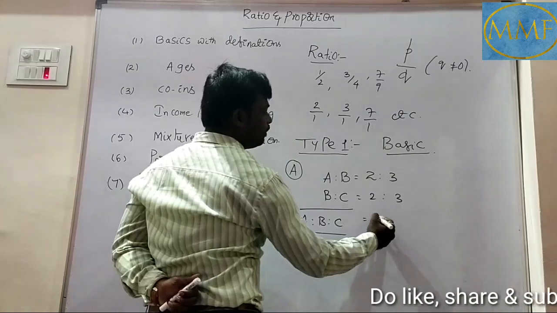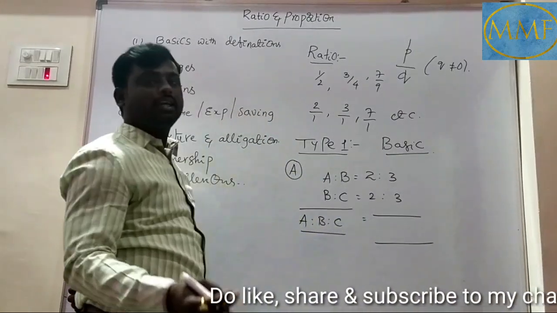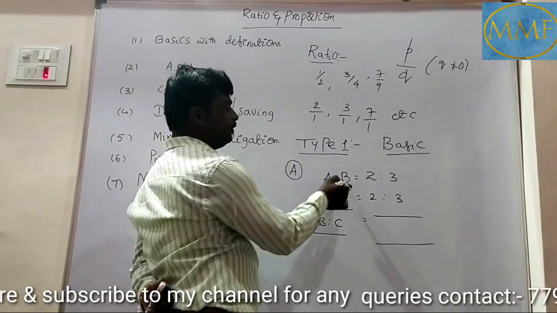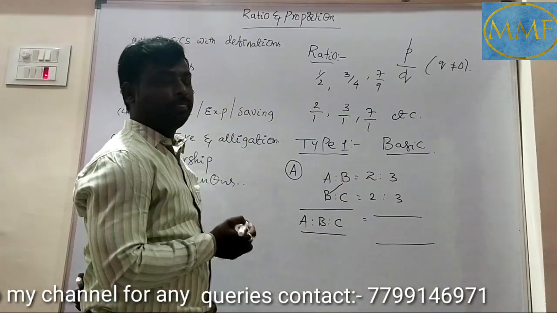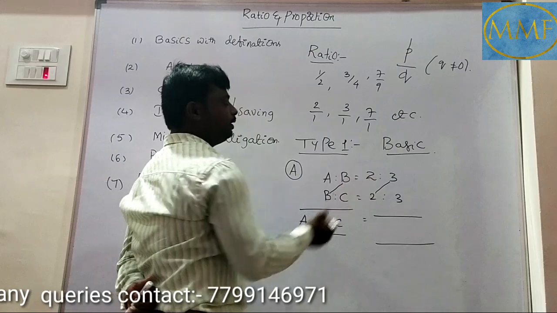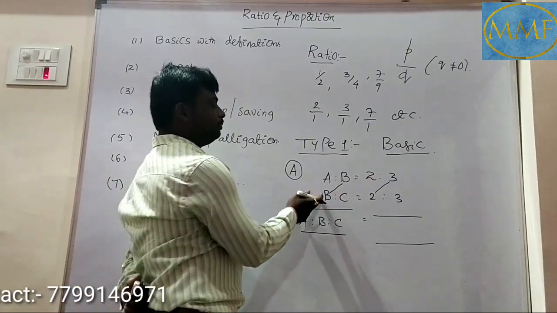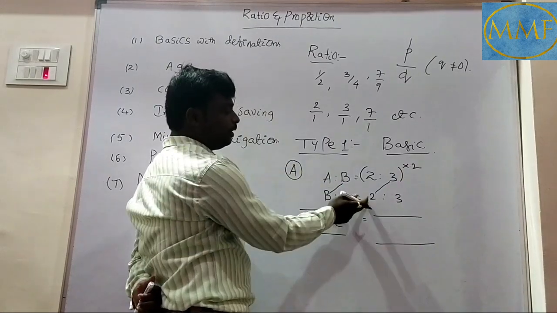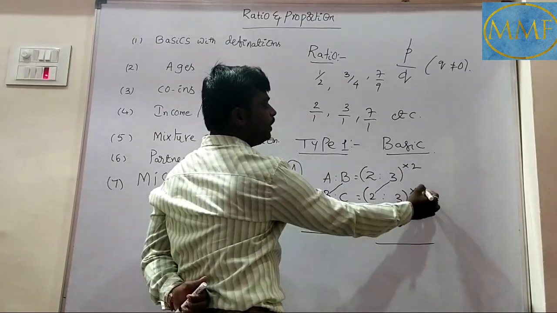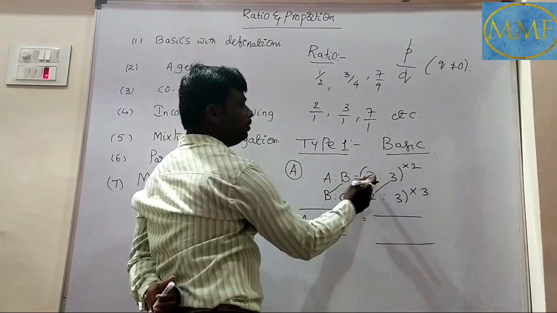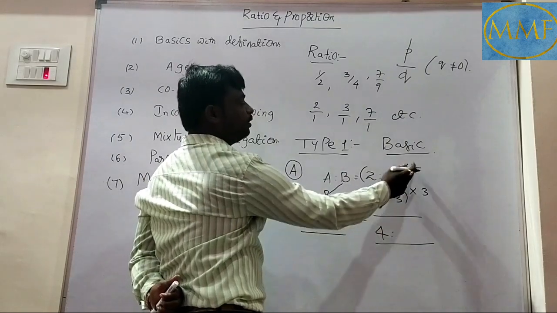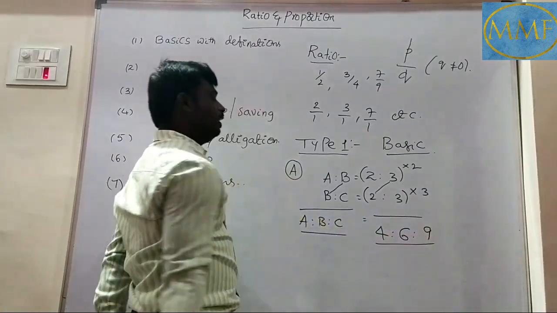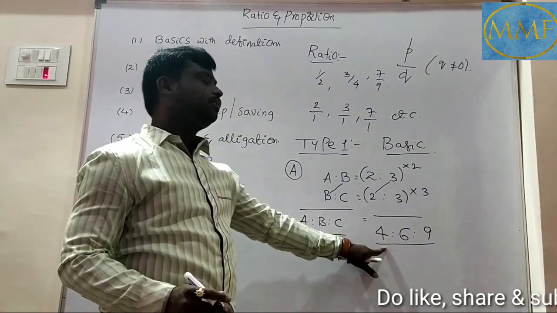We can do these types of questions by 3 or 4 methods, but I will tell you the best 2. If you see here, B must be the same. To get B the same, which number should you multiply here? Into 2. To get B the same here, which number should you multiply? 3. Now 2 into 2, 4. 2 into 3, 6. 3 into 3, 9. Like this we can get A is to B is to C.